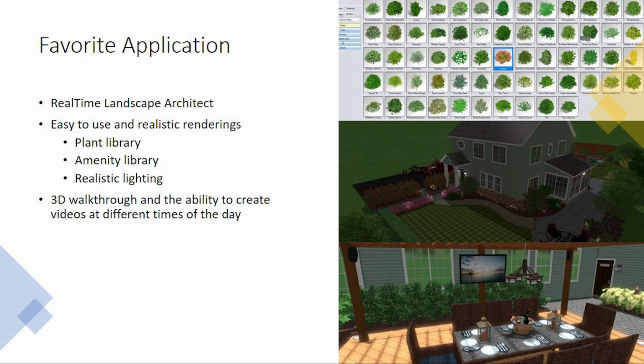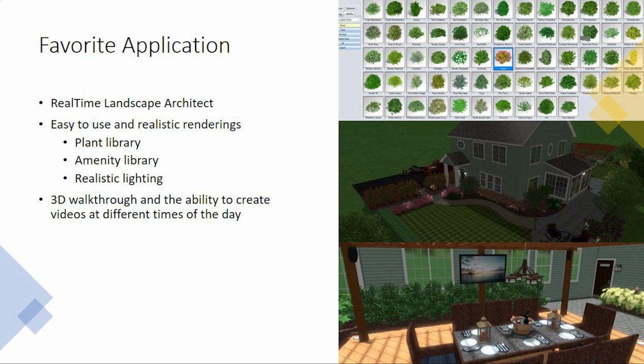My favorite application that we used in this course was Real-Time Landscape Architect. As stated earlier, it creates the most realistic renderings and is very easy to use. In addition to this, it is also industry specific with a gigantic plant library, amenity library, and realistic lighting in the designs. In addition to this, it also allows you to create walkthroughs like what the client would experience walking through their new yard at ground level.